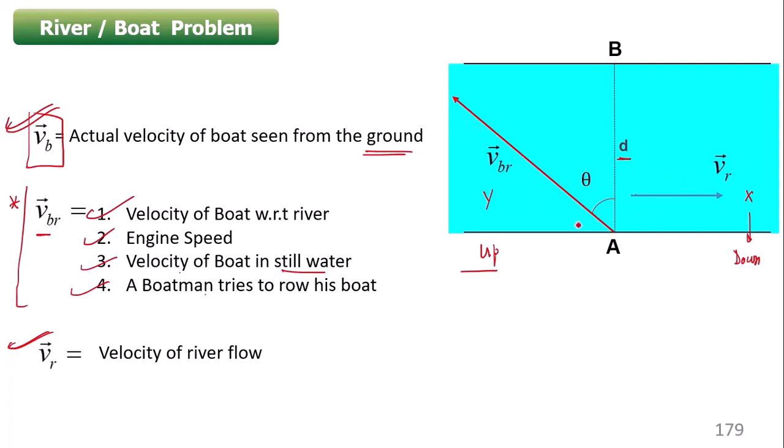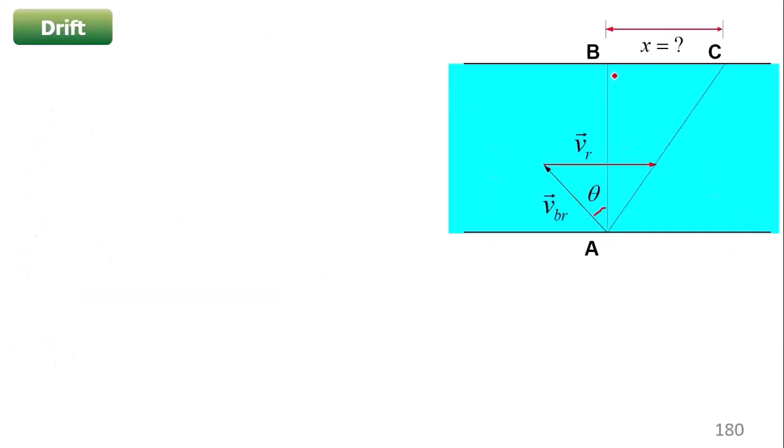The boatman or swimmer tries to row his boat or swim along the VBR direction, and VBR is making an angle theta with respect to the vertical. This is how you start to draw the diagram first. Once I draw this diagram, I draw the VBR direction. Now from this point I draw the VR. Why? Because I want to do the vector calculation, that is VBR equals VB minus VR, or VB equals VBR plus VR. That means theoretically you have to add the two vectors.